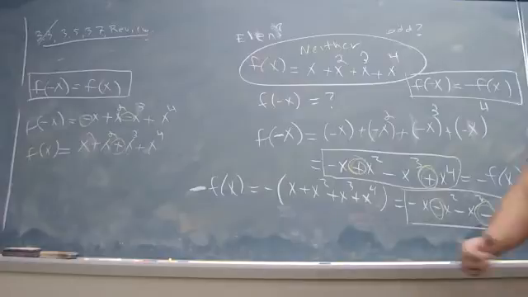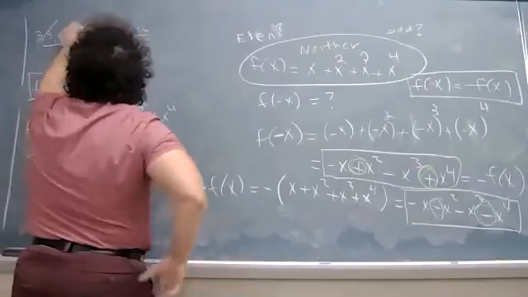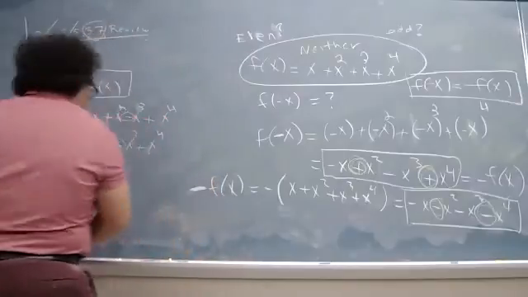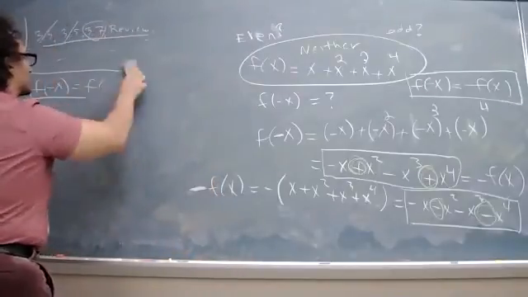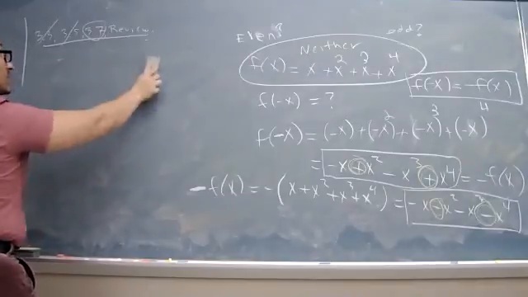Okay. Well, that's 3.5. On to our last section, 3.7. And then the review for the exam on Sunday, which is due Sunday. You can do it earlier.